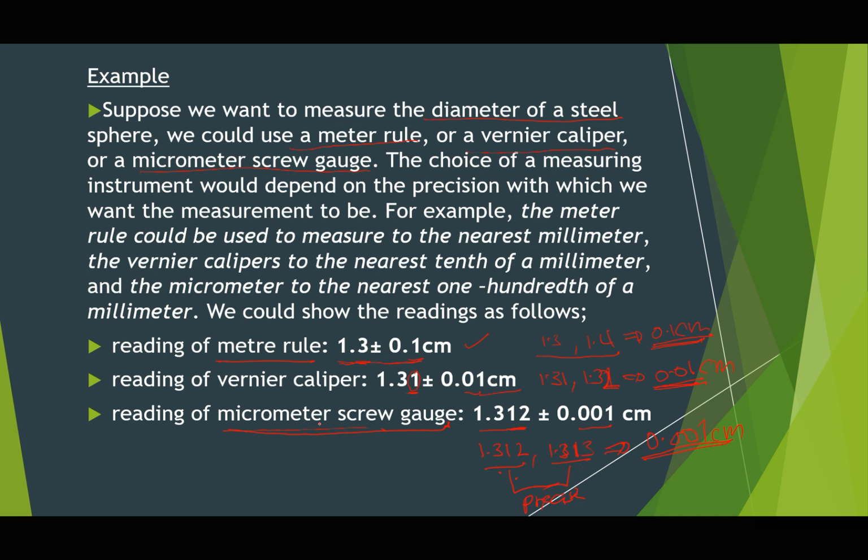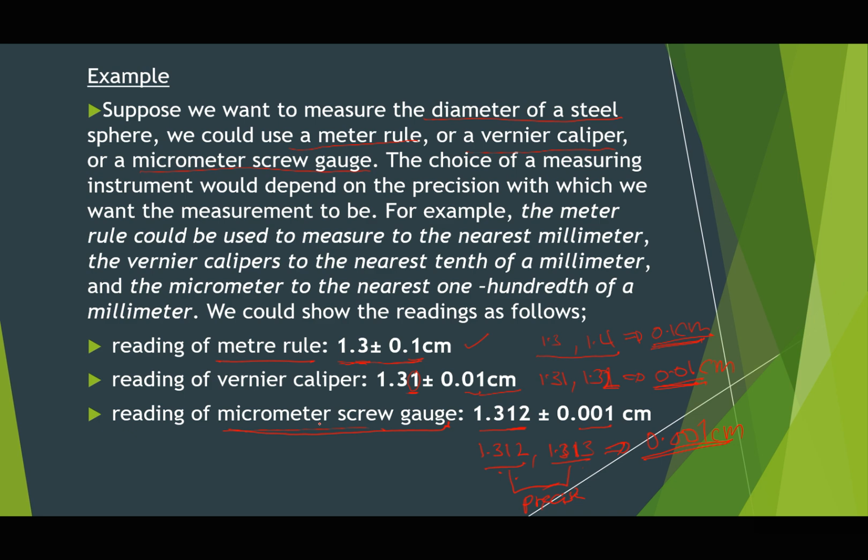When I see a length which has been quoted as 1.312 centimeters, in my mind I am very certain that the instrument used here is most likely an instrument which measures to 3 decimal places in centimeters. This is most likely a micrometer screw gauge. So what am I trying to derive at? The more the number of significant figures, the higher the precision. The more the number of significant figures that an instrument gives a measurement, the more precise that instrument is.